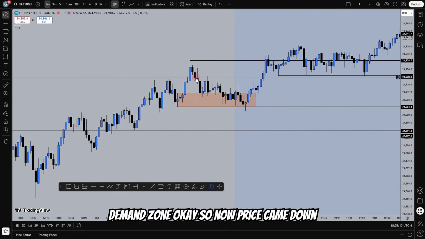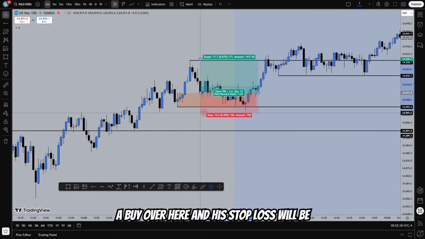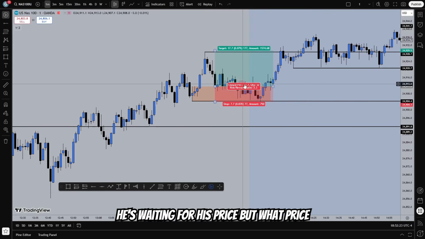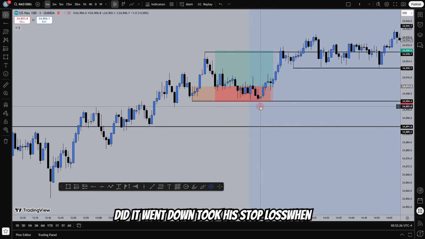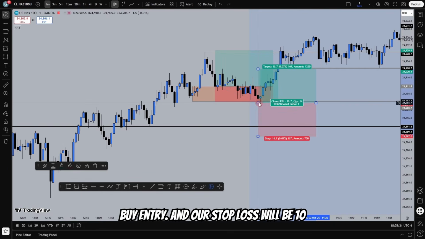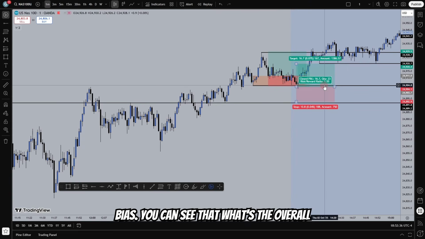Okay, so now price came down to the demand zone for him. He will place a buy over here and his stop loss will be below this structure. So what happens, he's waiting for his price, but what price did, it went down and took his stop loss. When price went down and took his stop loss, that's the moment for us to place our buy entry. Okay, and our stop loss will be 10 pips, and we know what's the overall bias.